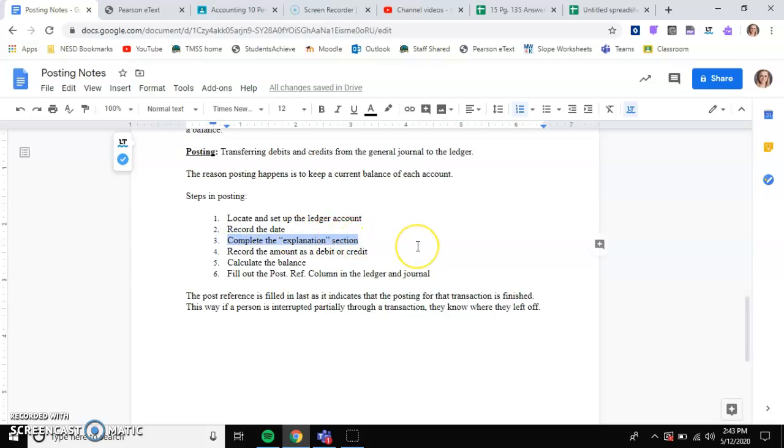Not really. You leave that blank. The only thing you put in there is opening entry, only on the opening entry. Then record the amount as a debit or credit, calculate the balance, and then fill out the post-reference column.